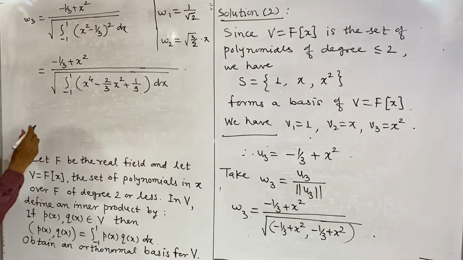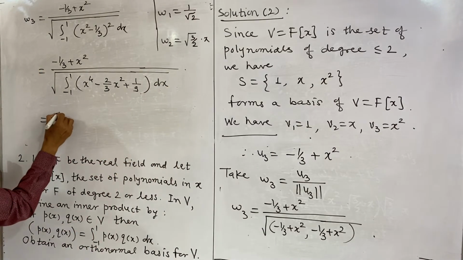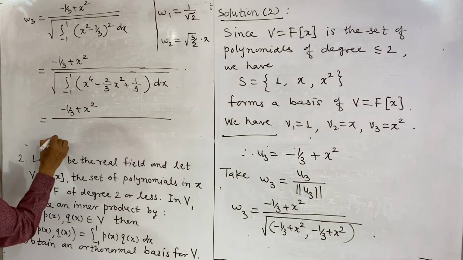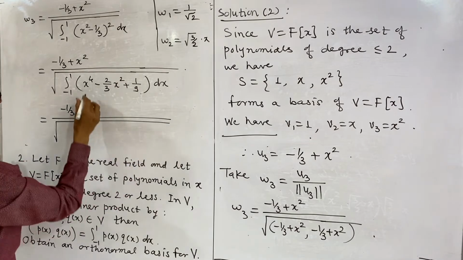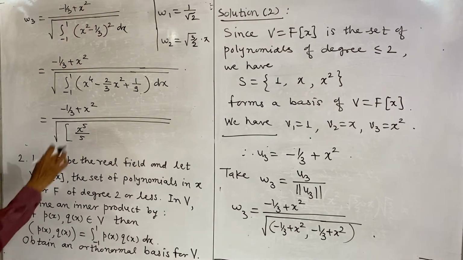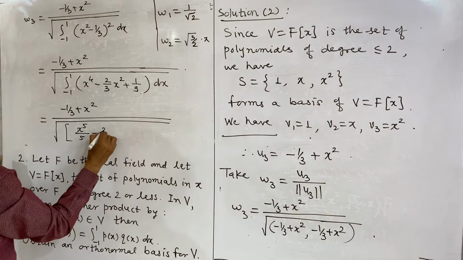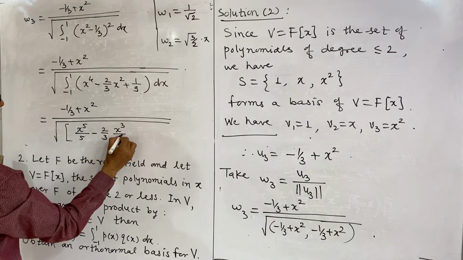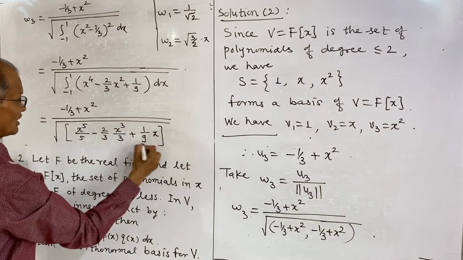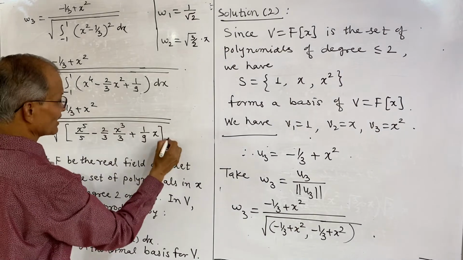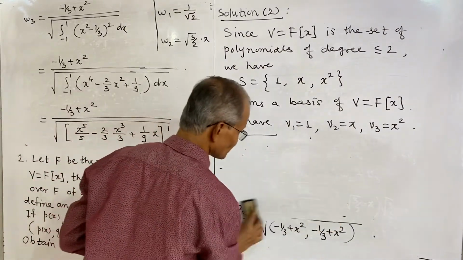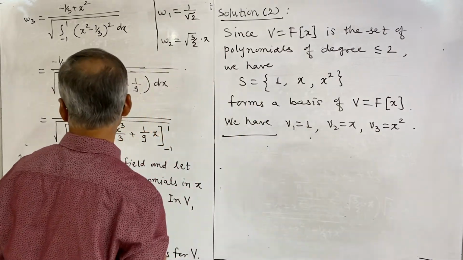So we shall evaluate the integral here, and that is (−1/3 + x²) under root quantity of. The integral values we should write: x⁵ divided by 5, integral of this minus 2/3 x³ divided by 3, and plus 1/9 x, and the limits of this are from −1 to +1. Now we further evaluate this, and that is W3.